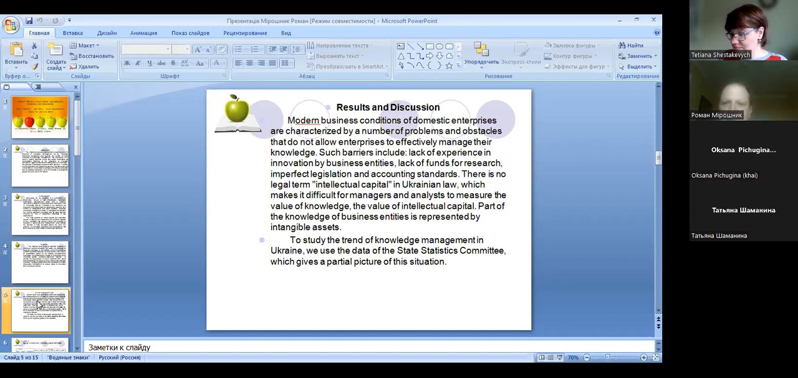The modern business conditions of domestic enterprises are characterized by a number of problems and obstacles that do not allow enterprises to effectively manage their knowledge. Such barriers include lack of experience in innovation by business entities, lack of funds for research, imperfect legislation, and accounting standards. There is no legal term intellectual capital in Ukrainian law, which makes it difficult for managers and analysts to measure the value of knowledge and intellectual capital. Part of the knowledge of business entities is represented by intangible assets. To study the trend of knowledge management in Ukraine, we use data of the State Statistics Committee, which gives a partial picture of this situation.